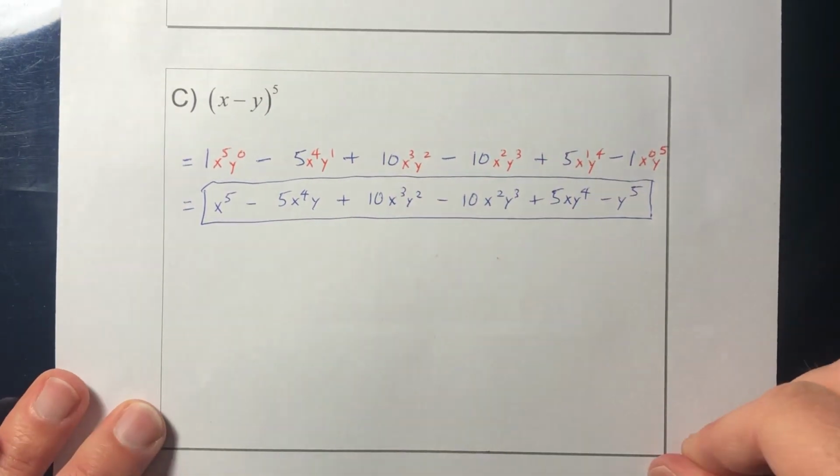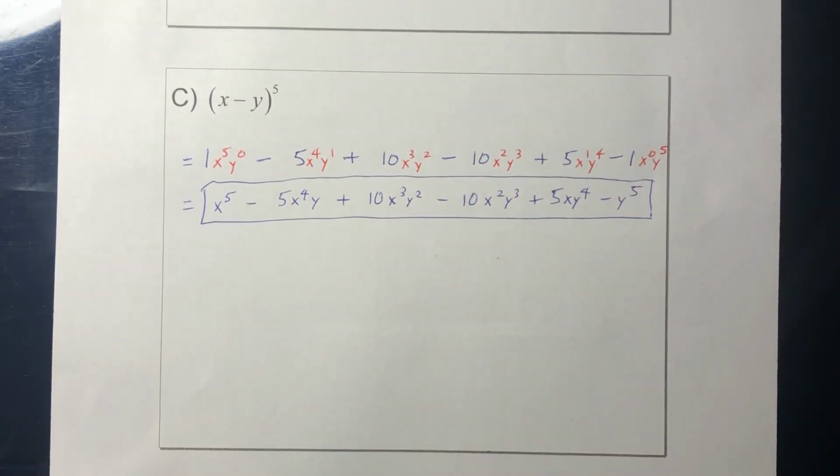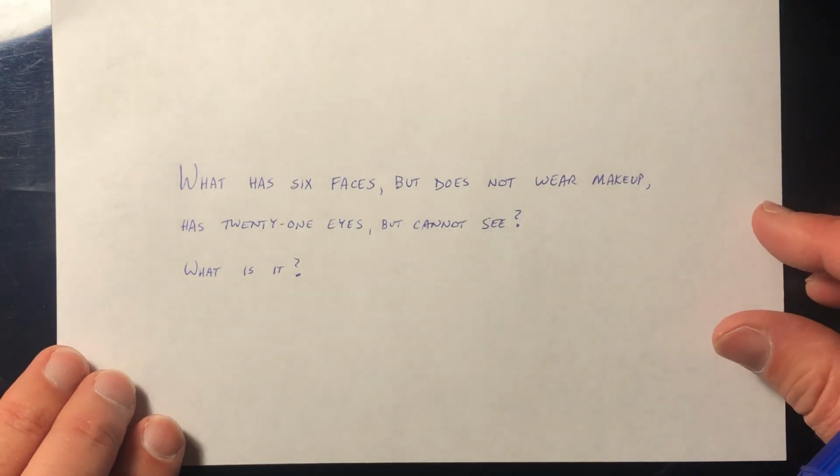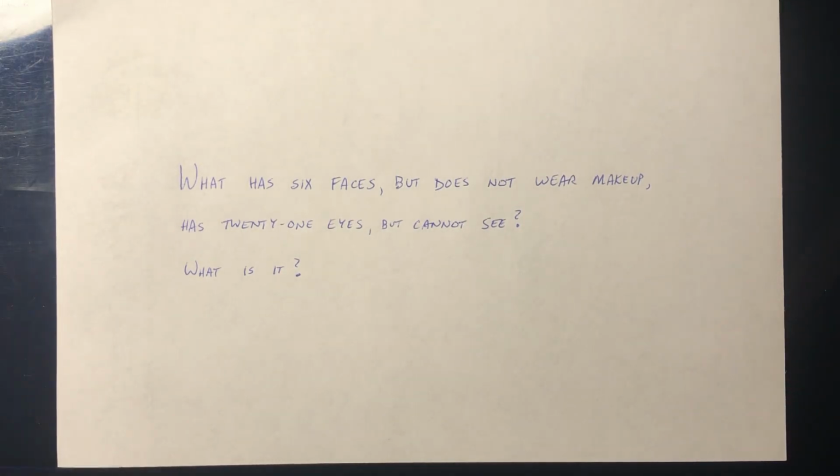All right, so that concludes Unit 11, Day 2. So we got a question of the day here. What has 6 faces but does not wear makeup, has 21 eyes but cannot see? What is it? All right, so if you know the answer to that question, you can email that to me.